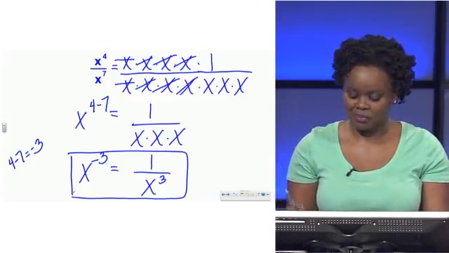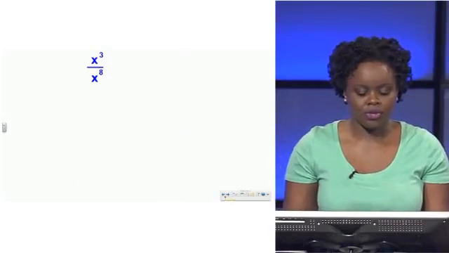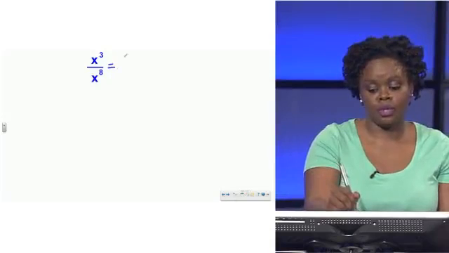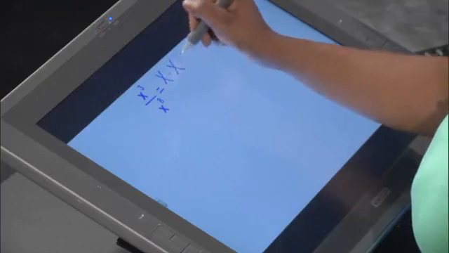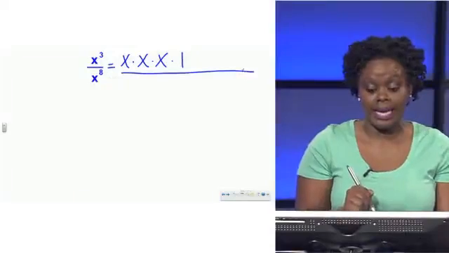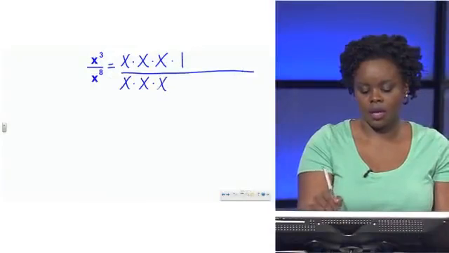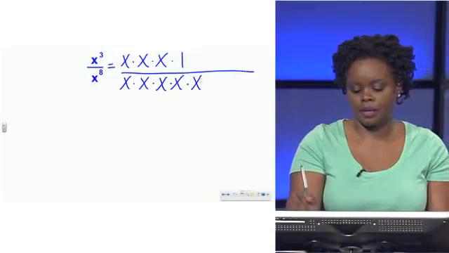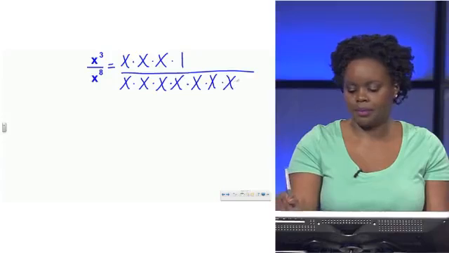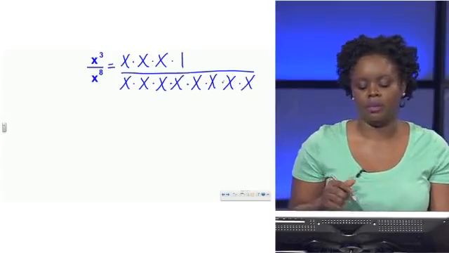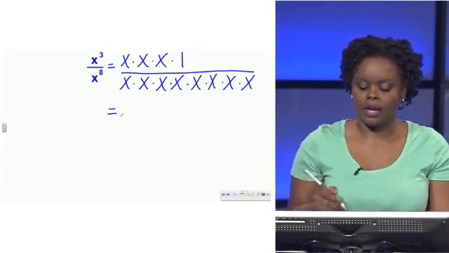Let's try another one. All right, x cubed over x to the 8th. So I know I can represent x cubed as x times x times x. And I'm going to throw in that times 1 because it didn't change anything. And then I have the product of 8 x's on the bottom. So x times x times x times x times x times x times x times x. Let's double check. 3, 4, 5, 6, 7, 8. Okay, we do have 8 x's up there. Okay, now start canceling things out.